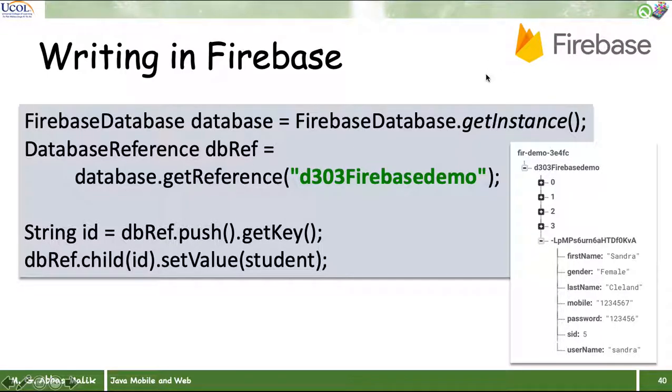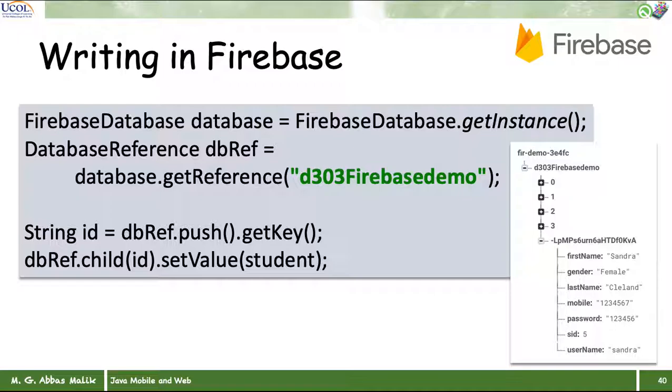Okay, so what we are doing is saying that for that particular object, which is identified by that string, D303 Firebase demo, that is the key value. The key is the name of that particular value, which is representing this specific array of information. Once we have that specific reference, we get that reference into our db reference variable.